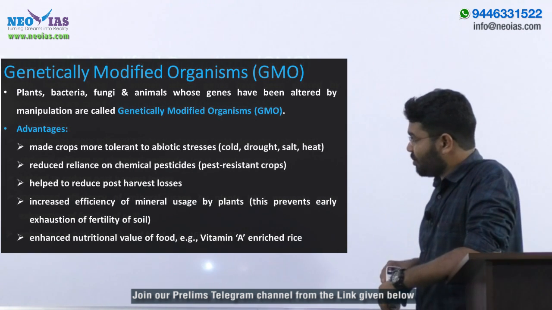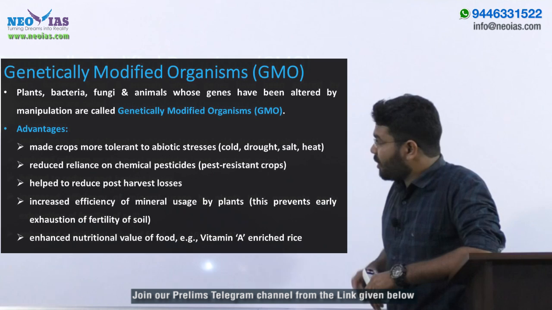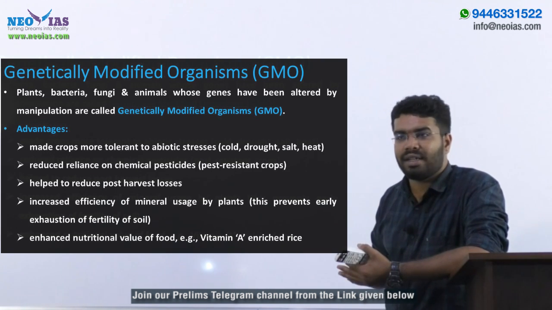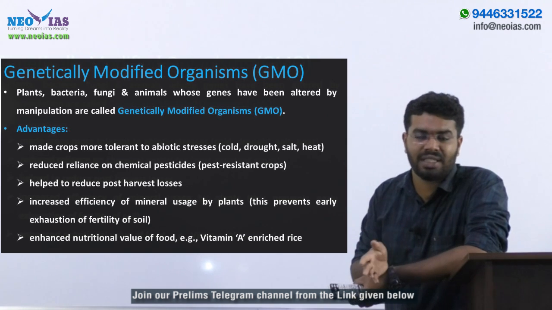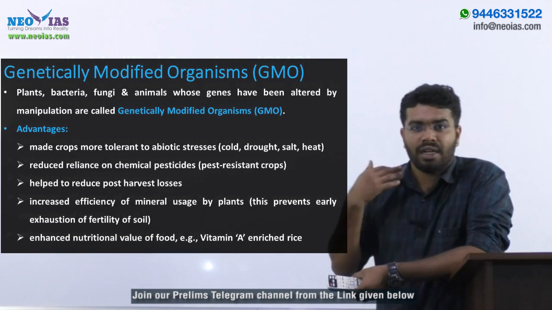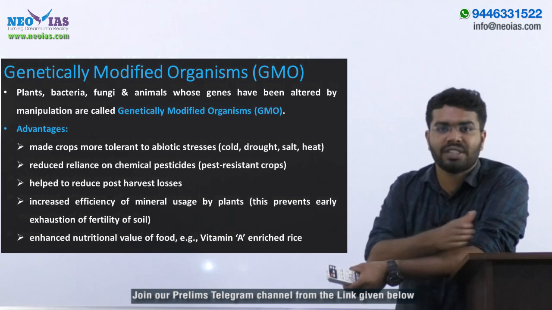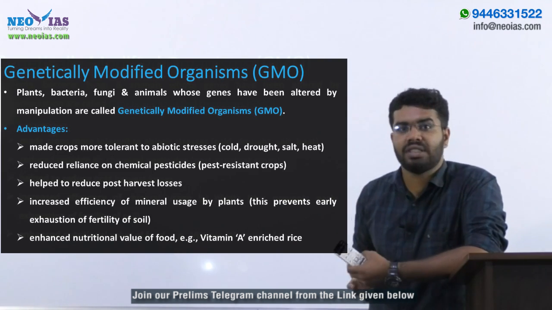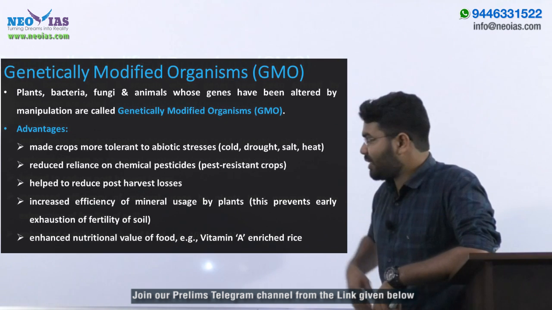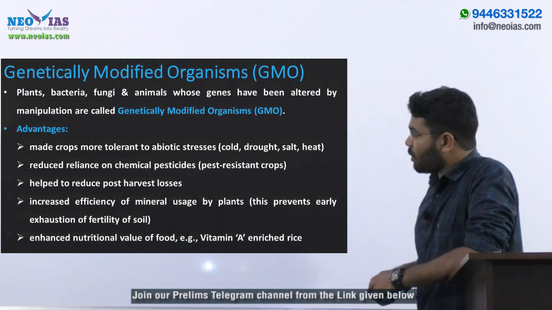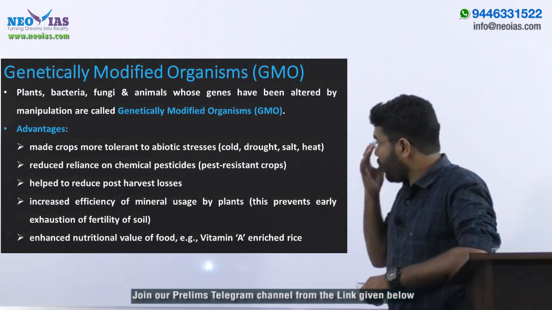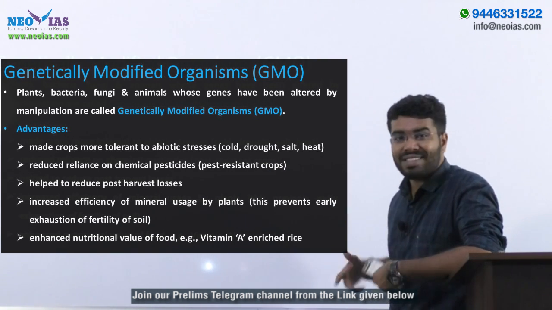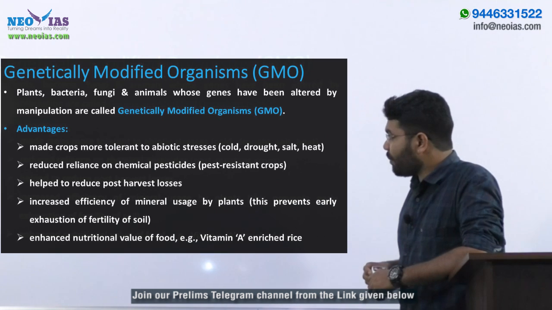So plants, bacteria, fungi and animals whose genes have been altered by manipulation are called genetically modified organisms. What are the advantages? We have seen Bt cotton, Bt brinjal, and GM mustard by Monsanto Corp, which is very controversial, where environmental activists have been continuously protesting against its introduction. Why? Let's see that. The advantages are that it makes crops more tolerant to abiotic stresses like cold, drought, salt, heat, etc. Salt means salinity.